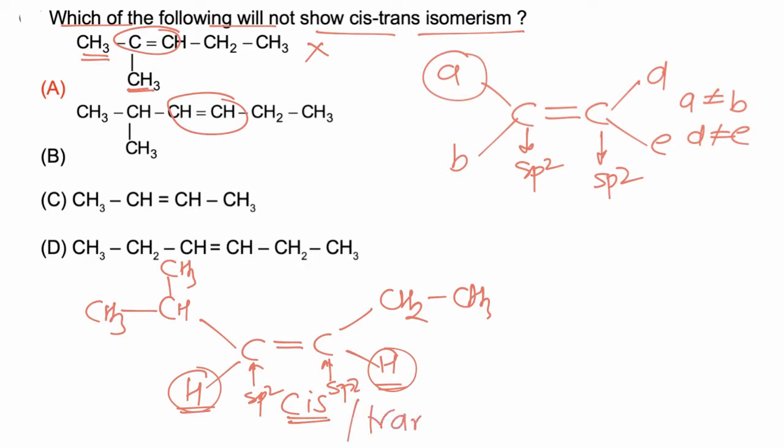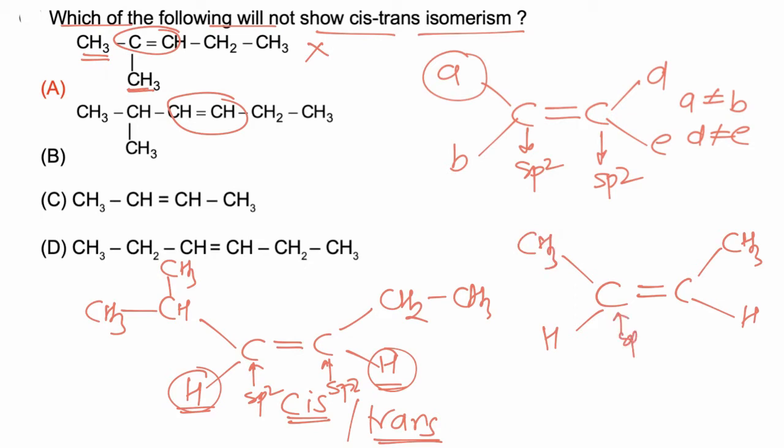So now this molecule will show cis-trans configuration. Now if we take example C, this molecule has both H and CH3 common on each carbon, and the groups attached at the left carbon are individually different. So now this molecule will also show cis-trans isomerism. If groups are attached in the same direction, then the configuration is cis, and in the opposite direction, then the configuration is trans.